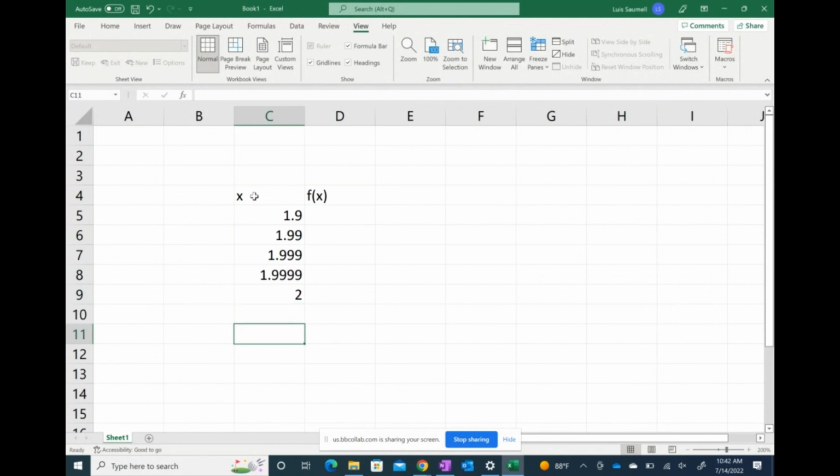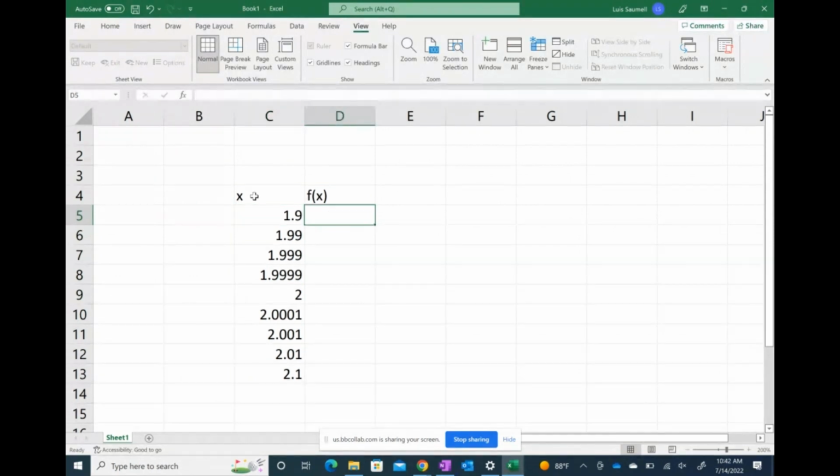Now let's do it from the right. Let's say 2.1, then 2.01, then 2.001, and 2.0001, and so on. Okay, so now we're here.